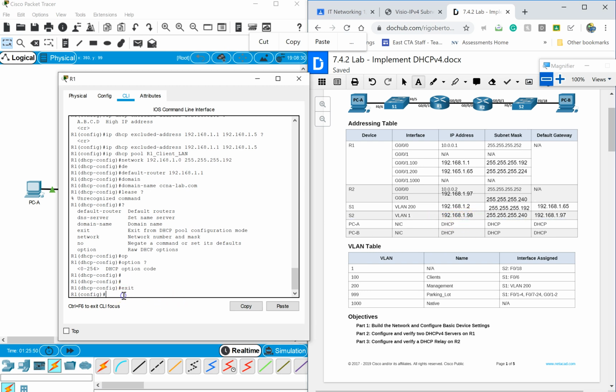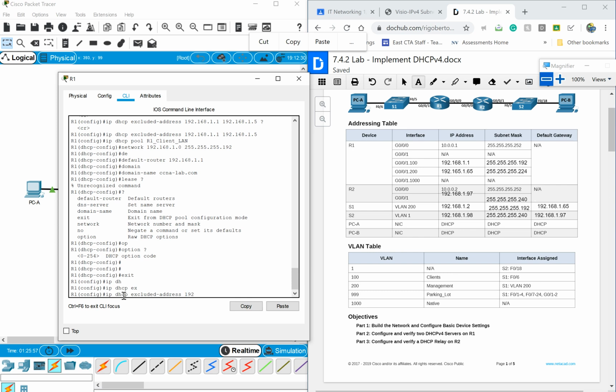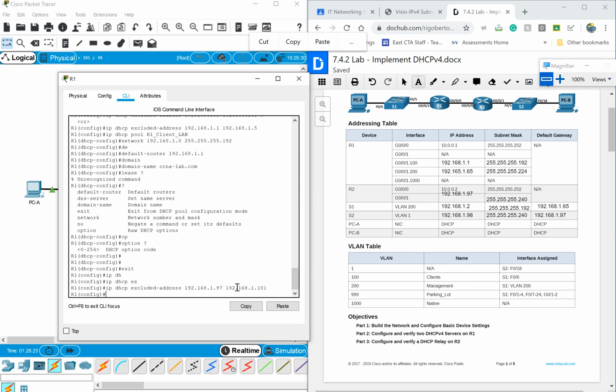All right, so the first 5: IP DHCP excluded addresses 192.168.1. And for R2 it's going to be .96. I'm sorry, .97. That's the first excluded address, and then the 5. So 97, 98, 99, 100, 101, all the way to 192.168.1.101. Okay, that's our excluded addresses for those.